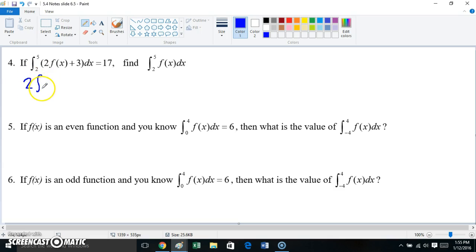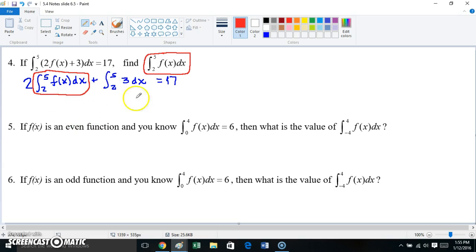So we're going to have 2 times the integral from 2 to 5 of f of x dx plus the integral from 2 to 5 of 3 dx, and we know this is equal to 17. Okay, so I see that the question is asking me to find what this expression is equal to. And now I see that expression in my equation. So we can just continue solving. And we know the integral from 2 to 5 of 3 dx is going to be 3 times 5 minus 2, or 3 times 3, which is 9.